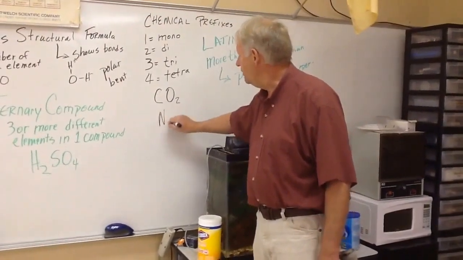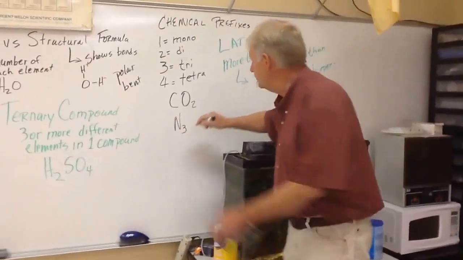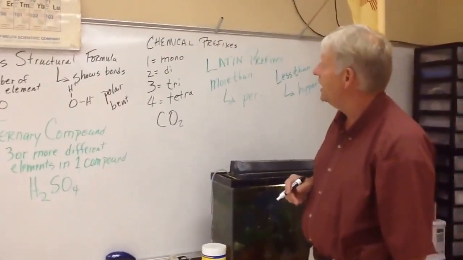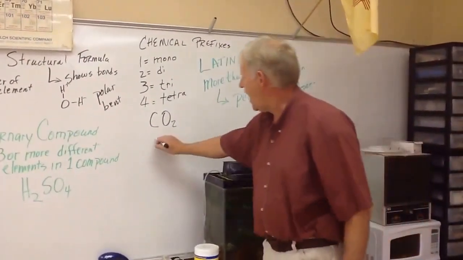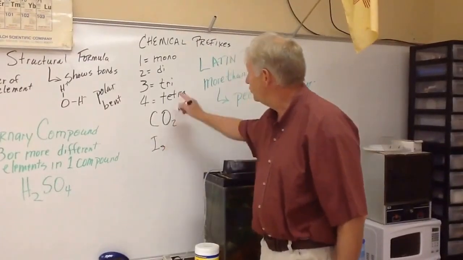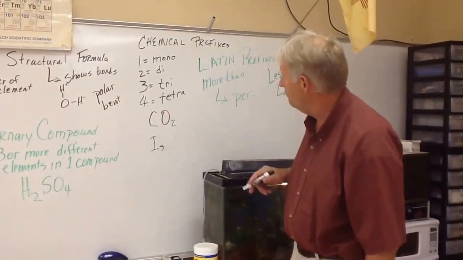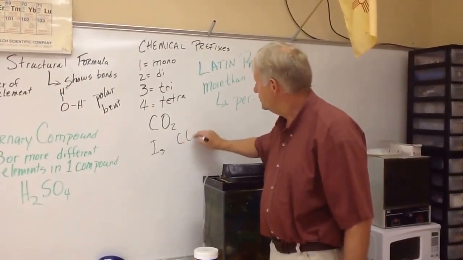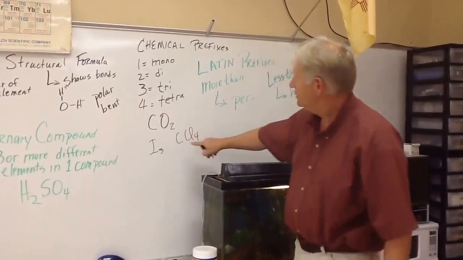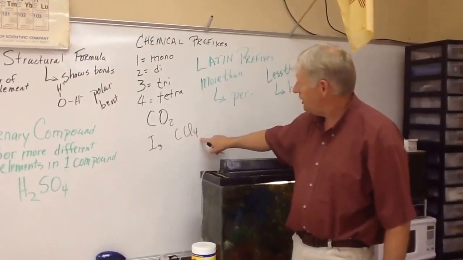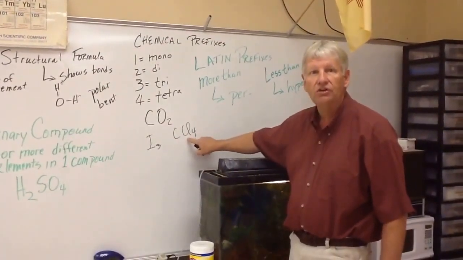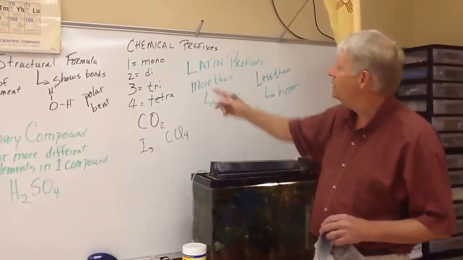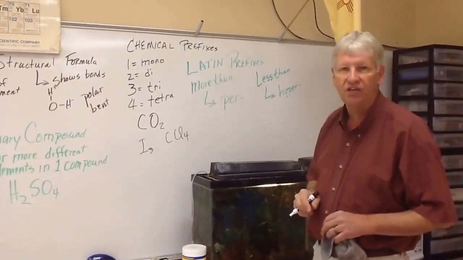Let's take I3, that would be triiodide. And then we have a really famous one for tetra, CCl4 is carbon tetrachloride. And we're fixing to do the naming in the very next part of this unit, so I'm excited to get to that. But we'll definitely use those prefixes as we go.